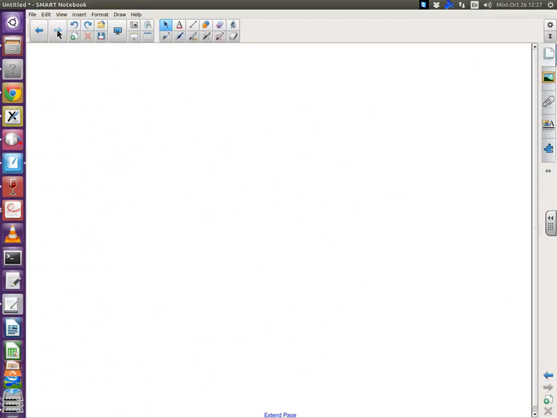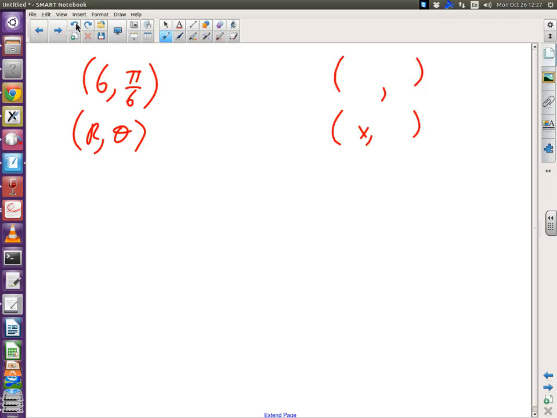Now, what if I gave you a point, say (6, pi over 6)? In other words, I gave you r, theta format, and I want you to convert it to x and y format. Okay? All right, so what does that mean?